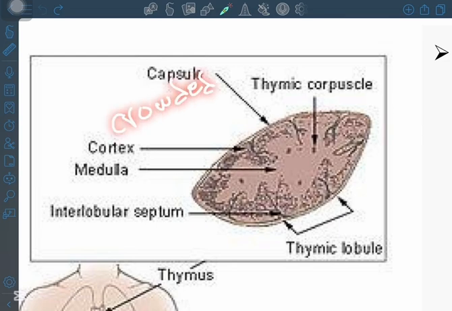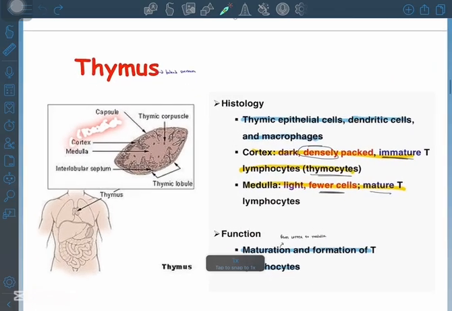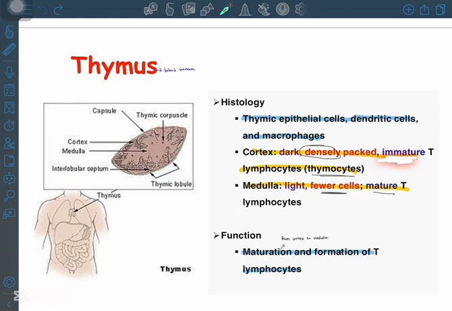So as you can see, the cortex is mainly darker than the medulla, which means I always want you to correlate that the darker the region is, the more stuff it has in it. So what is the stuff that is related to the thymus? More T lymphocytes. So cortex, crowded, it has more lymphocytes. But which type, immature or mature? The immature ones. All right? And we have another name for them, which is thymocytes.